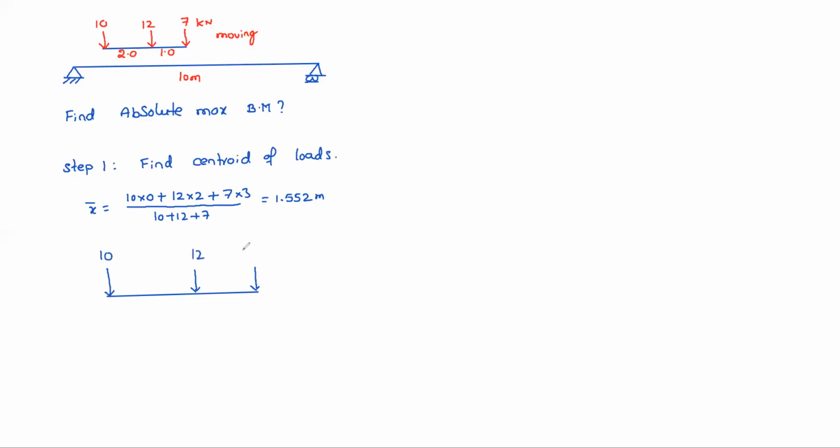10, 12, 7, 1.552 somewhere here. That means this is the resultant. This is 1.552. So this is 2 meters, means 2 minus 1.552, 0.448. This is anyway 1 meter. So resultant, or we need to find the centroid of the loads.